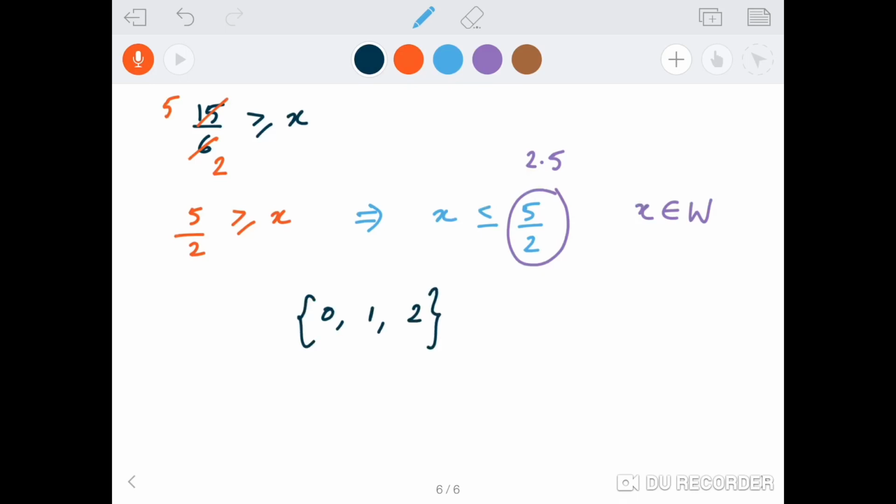You know, x is less than or equal to 2.5 and it belongs to the whole numbers, so your solution set is going to be 0, 1 and 2. Remember, 2.5 is not a whole number, so I need to stop at 2. Please keep this in mind, that whenever you are changing the LHS and RHS, you do not really change the meaning of the inequality.